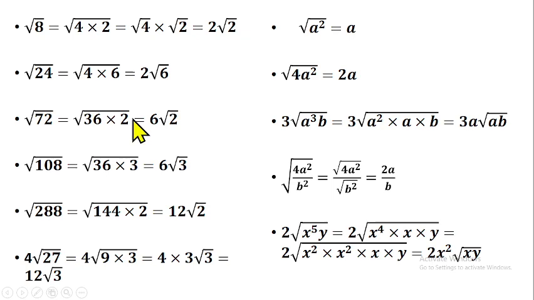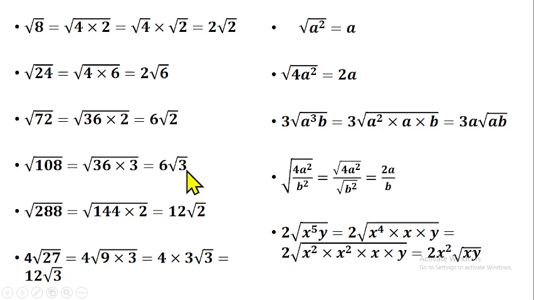Can we simplify √108 further? Yes. Reason being that there are two numbers you can multiply together to give us 108, and one of them is a perfect square. 36 times 3 will give us 108, and 36 is a perfect square. So what is √36? That is 6. And √3 cannot be simplified again. So that means 6√3. So that means √108 is 6√3.